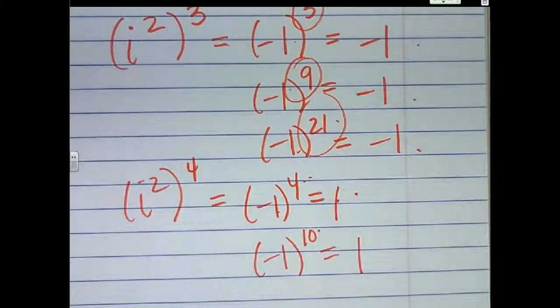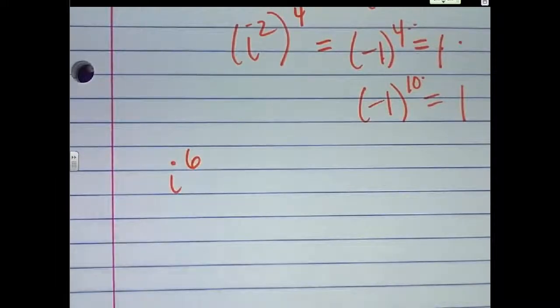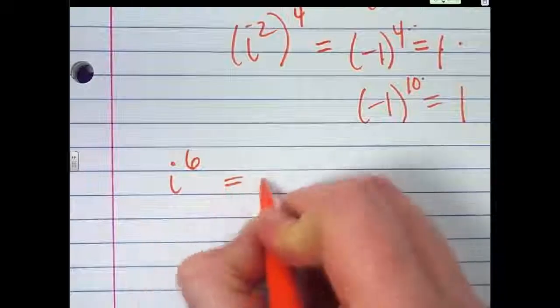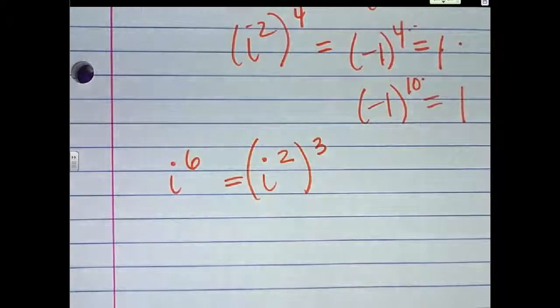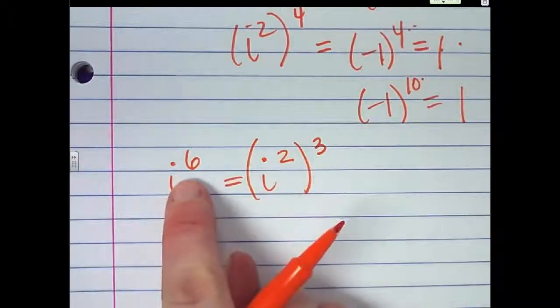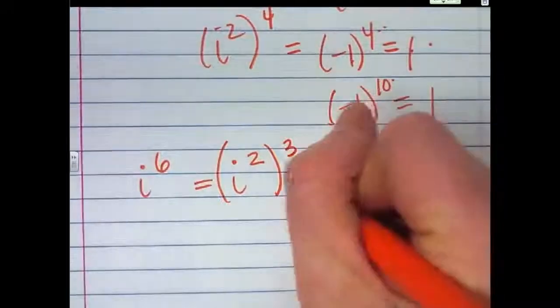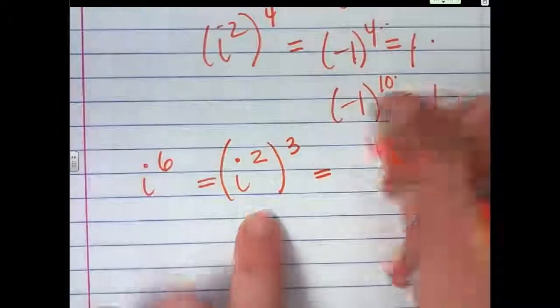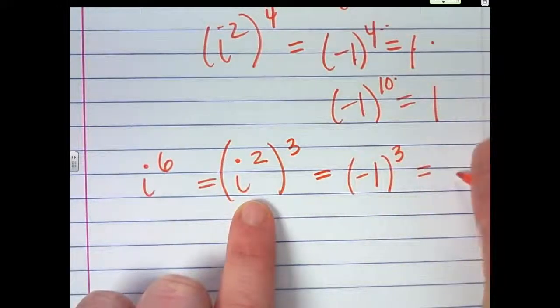So let's start with a smaller one. Let's start with i to the 6th. So here's what you do. I take this and I divide it by 2. So 6 divided by 2 is 3. And this is how I write it. 2 times 3 is 6. So I'll always put i squared on the inside. Because then from here, like what we just did, i squared is negative 1. And negative 1 to the 3rd is negative 1.